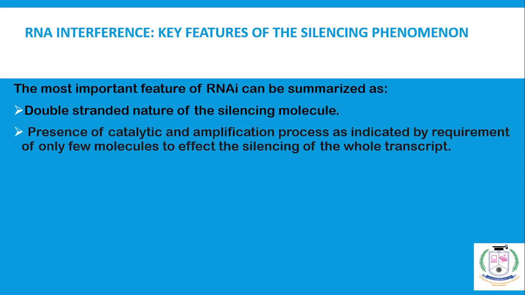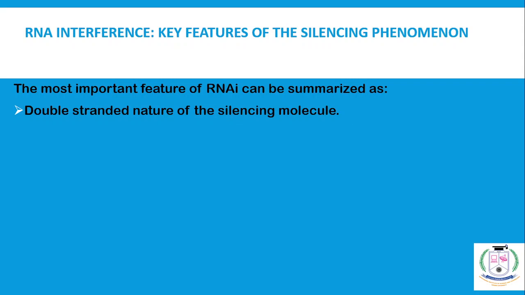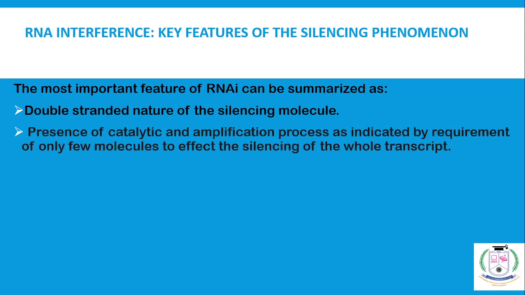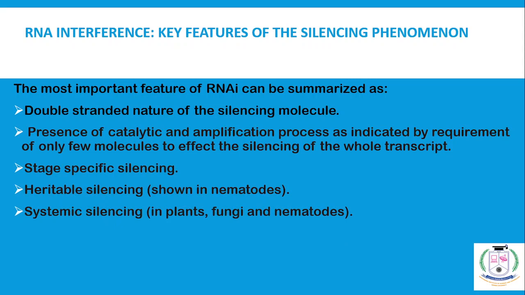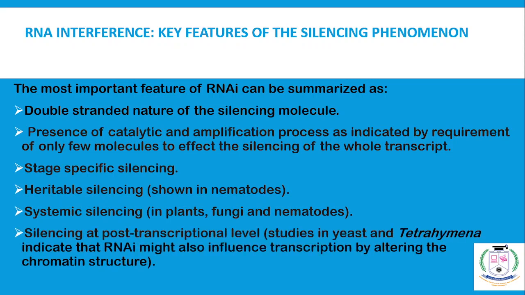So the most important features of RNAi can be summarized as the double-stranded nature of the silencing molecule, and the presence of a catalytic and amplification process, which is indicated by the requirement of only a few molecules. The whole silencing phenomenon requires only a few molecules to silence the whole transcript, the mRNA. The stage-specific silencing is heritable and systemic too, and this silencing at the post-transcriptional level can be influenced by altering the chromatin structure, also the chromatin remodeling.